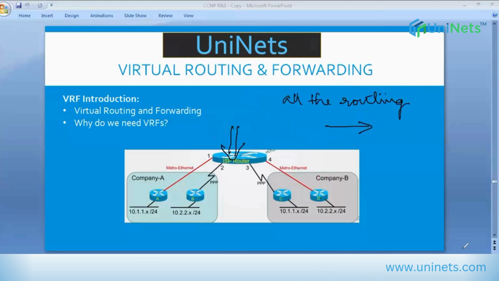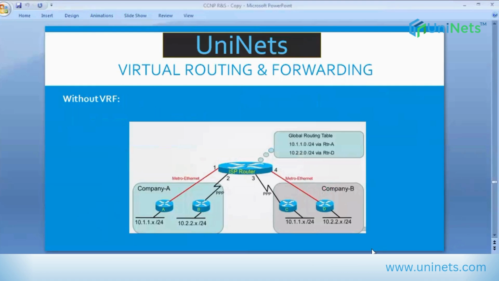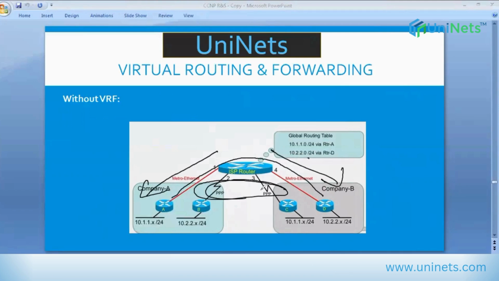In order to avoid this problem, we need VRFs. Now, how will VRFs solve this problem? Without VRF, the best path will only be this way. For 10.1.1.x, this path. For 10.2.2.x, this path. And these two links will always be unused.